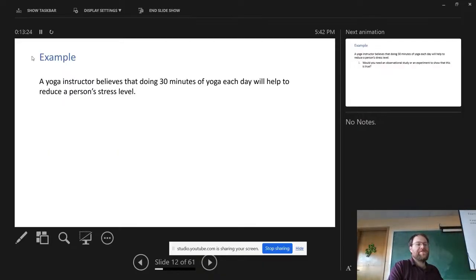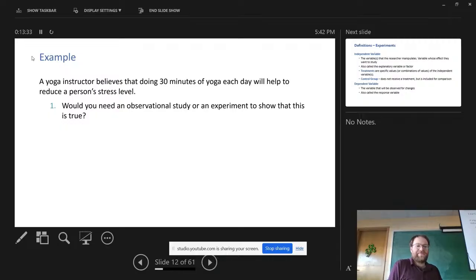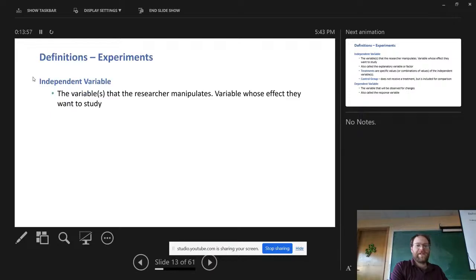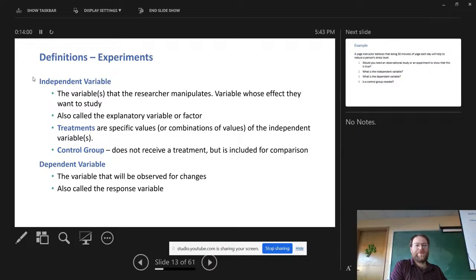Next example, a yoga instructor believes that doing 30 minutes of yoga each day will help reduce a person's stress level. What do you think, observational study or an experiment to show this? An experiment, just because the yoga instructor will need to control things to actually run the experiment. But getting into more specifics here with experiments, the independent variable and the dependent variable are always in every experiment.